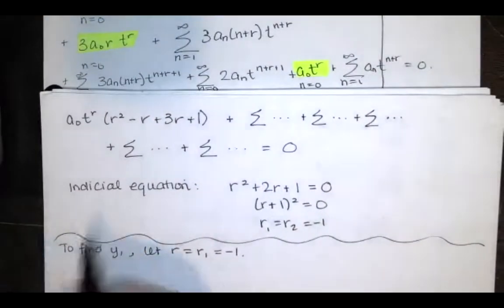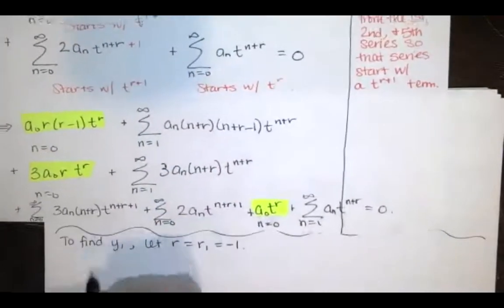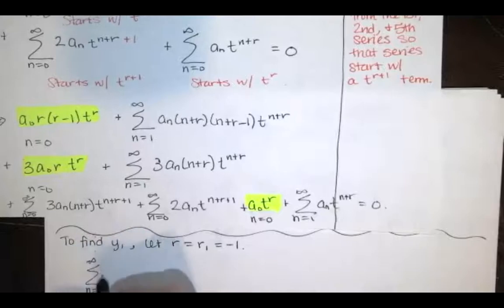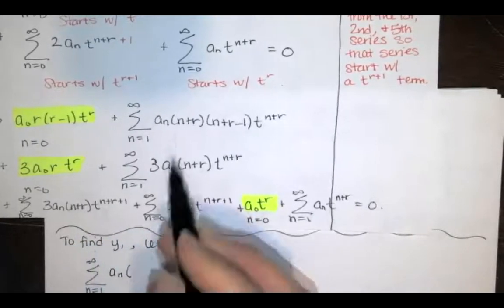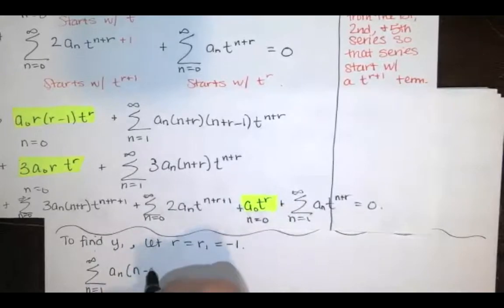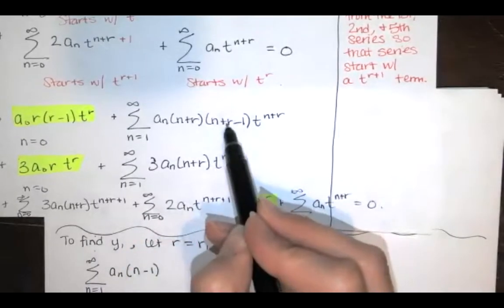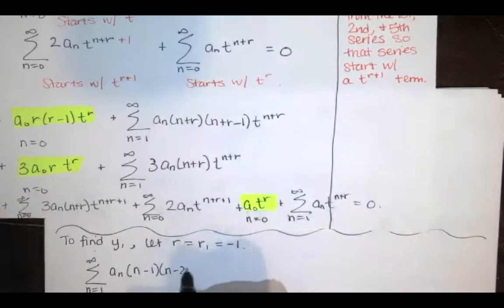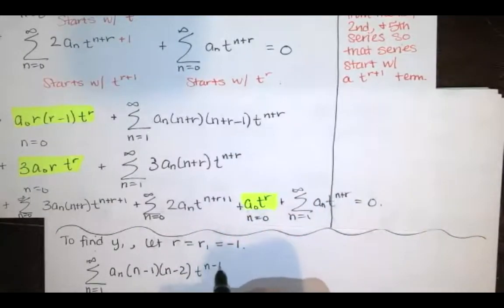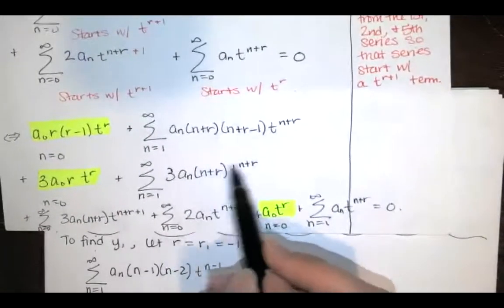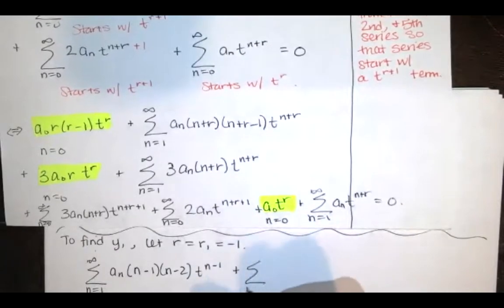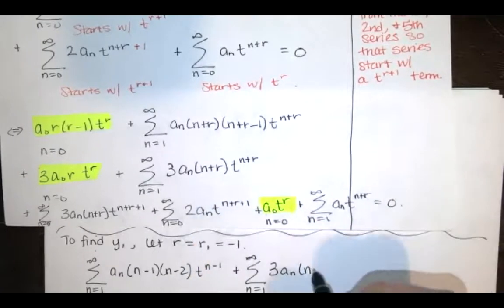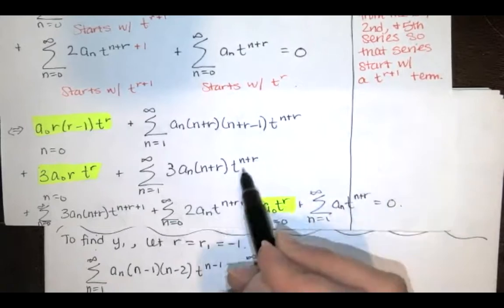So if r equals -1, we'll have, for our first series, this expression will be the sum as n goes from 1 to infinity of a sub n times n plus r, which is -1, so that's going to be n minus 1. And then we've got n plus r minus 1, since r is -1, it's going to be n minus 1 minus 1, which is n minus 2, times t to the n minus 1. So I'm just replacing the r's with -1 everywhere. The next series is the sum as n goes from 1 to infinity of 3 times a sub n times n minus 1, t to the n minus 1 here.